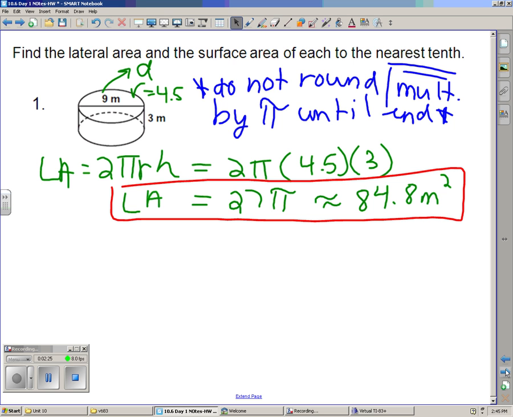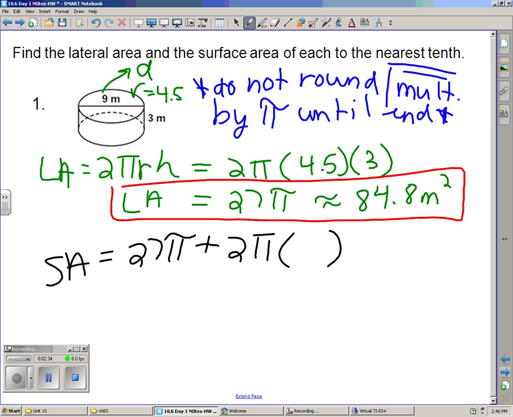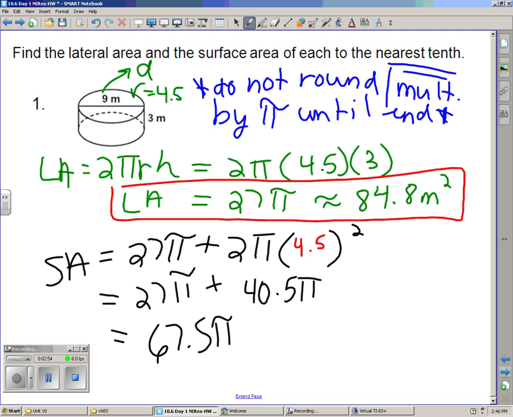In terms of surface area, we want to do the lateral area, 27 pi, plus 2 pi r squared. But once again, we know the radius was 4.5. So what happens here is we get 27 pi plus 40.5 pi, and that comes out to be 67.5 pi meters squared. It's now here where we can actually use the pi button to get a rounded answer, and that's going to be 212.1 meters squared.